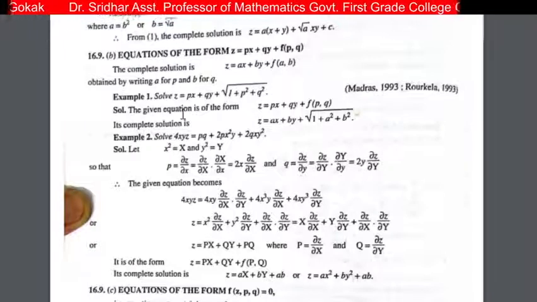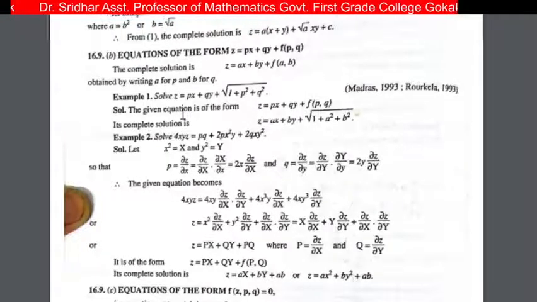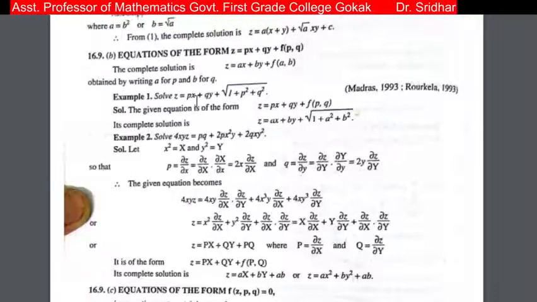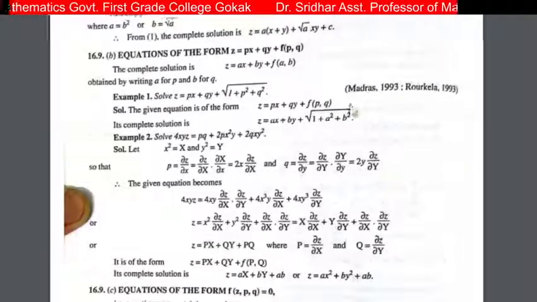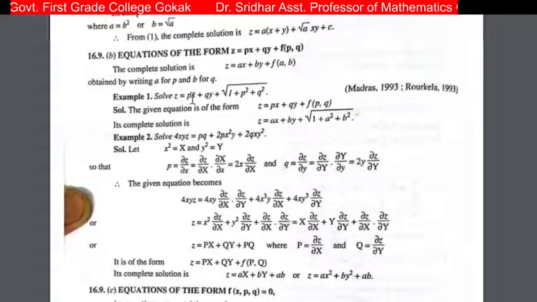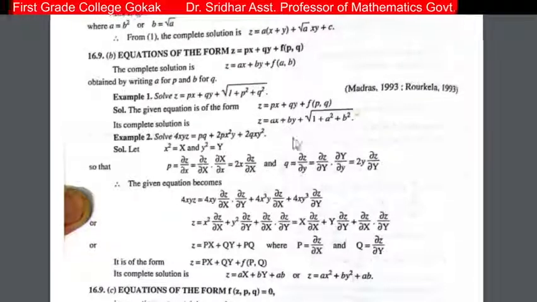So in this case the solution is very easy. What we have to do is just replace p by a and q by b. Put p equal to a and q equal to b in the given equation, then we get z equals ax plus by plus square root of 1 plus a square plus b square. So everywhere p is replaced by a and q is replaced by b. This is the complete solution of the given problem.